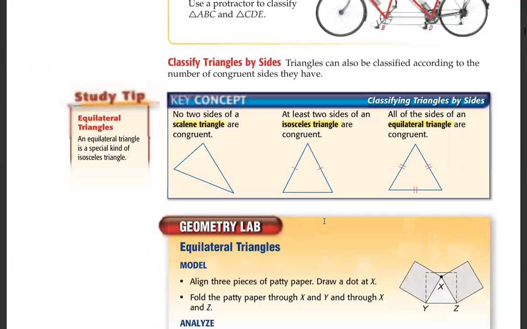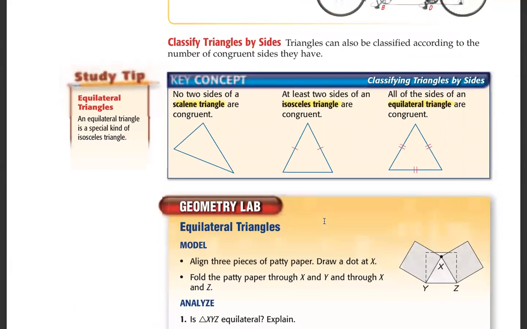Next, you can also classify triangles by sides. This is not talking about the exact measurement or the numbers that represent the measurement of a side. Rather, we classify triangles by sides based on the number of congruent sides they have. First we have scalene triangle. A scalene triangle is when no two sides of a triangle are congruent. That means the three sides of a triangle have different measurements. So no two sides are congruent.